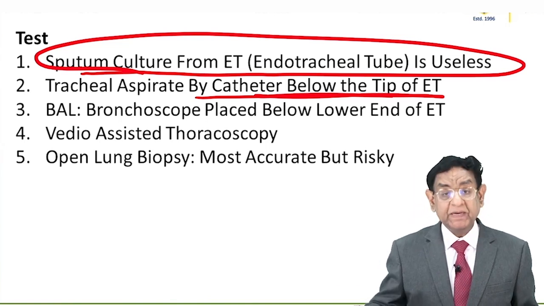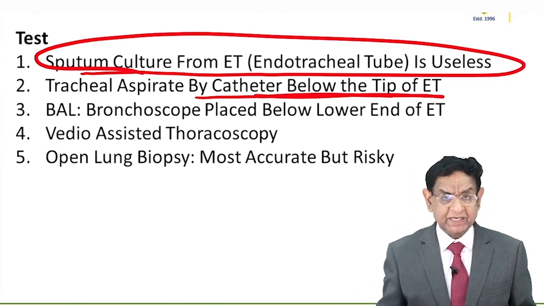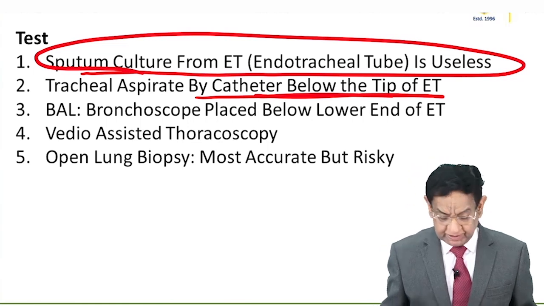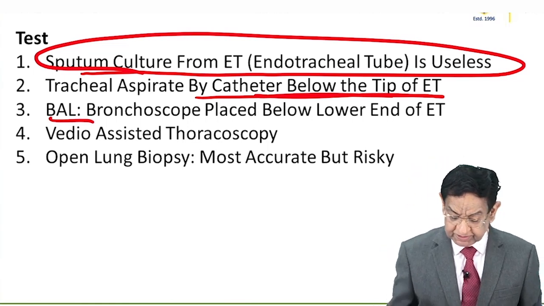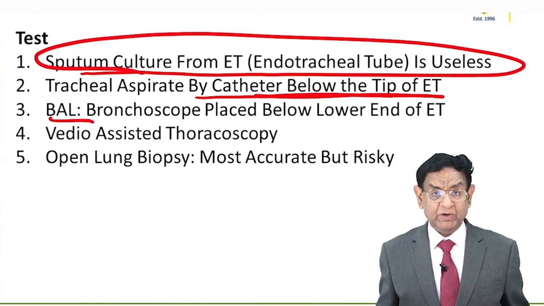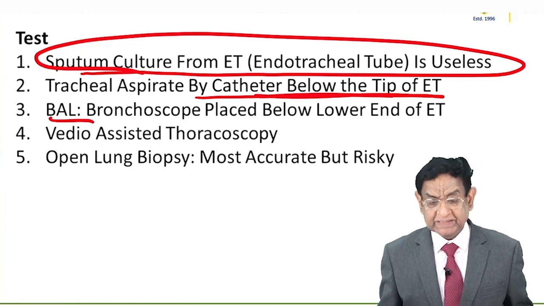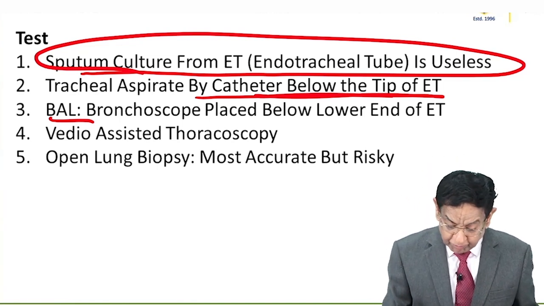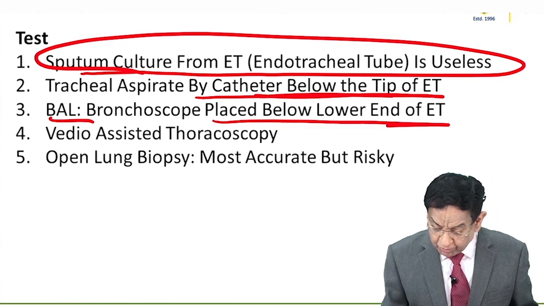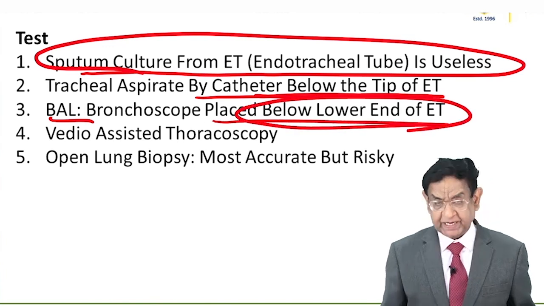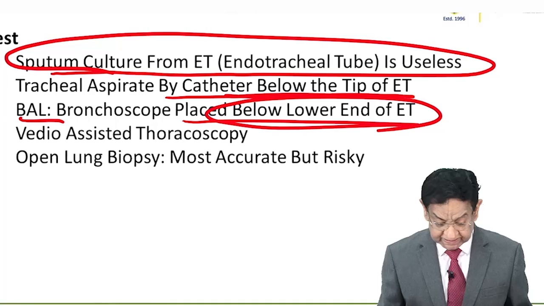Okay, but there is one more. Suppose you don't want to take a chance, you don't want to go via the tracheal route, then go for bronchoalveolar lavage. Then again you are going to ask me a question: just now you told us not to take from the endotracheal tube, but there is a trick. What is that? Bronchoscope placed below the lower end of the endotracheal tube.